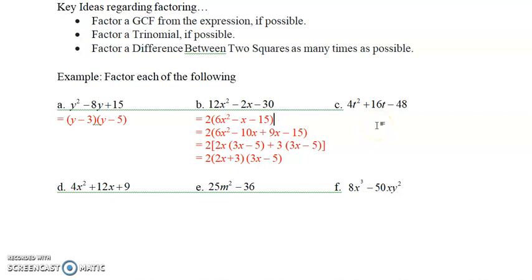A little harder, decomposition, but you know how to do it. We've done it in the past. Now the next one is going to be equal to, again, bring out a GCF. GCF is clearly 4 here.